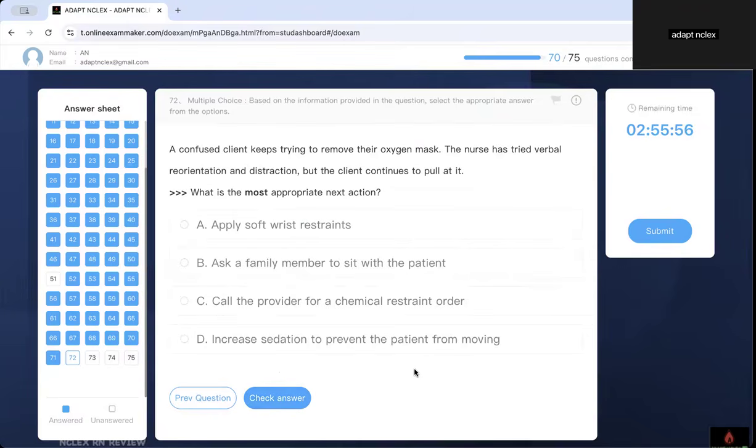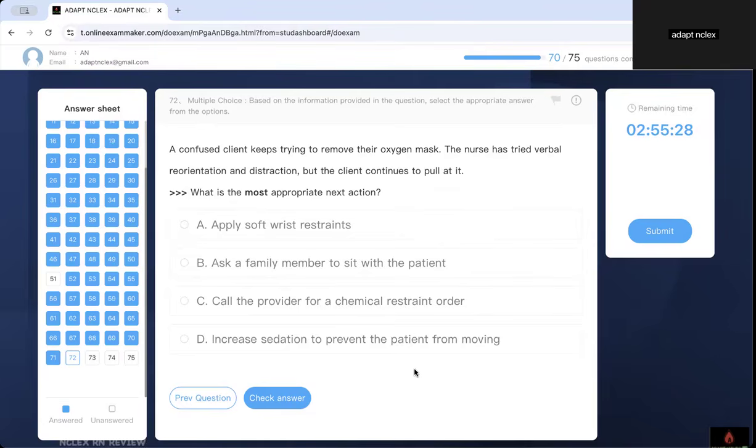5 more questions. A confused client keeps trying to remove their oxygen mask. The next step is to try verbal orientation. Number 1, first orient them. Distraction, I've done that. But the client continued to pull everything, no matter what I do. Distraction, orientation. What is the best, most appropriate next step? Apply self-restraint. Ask the family member to sit with the client.